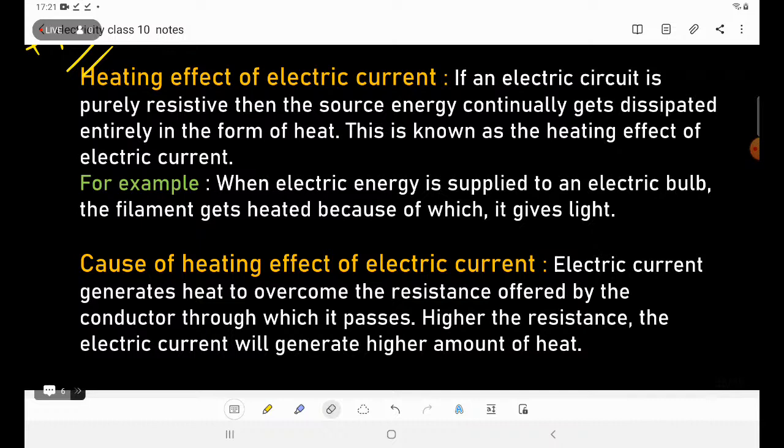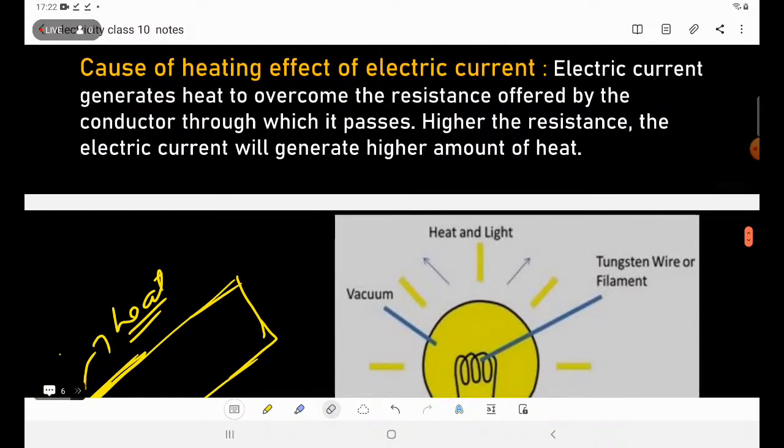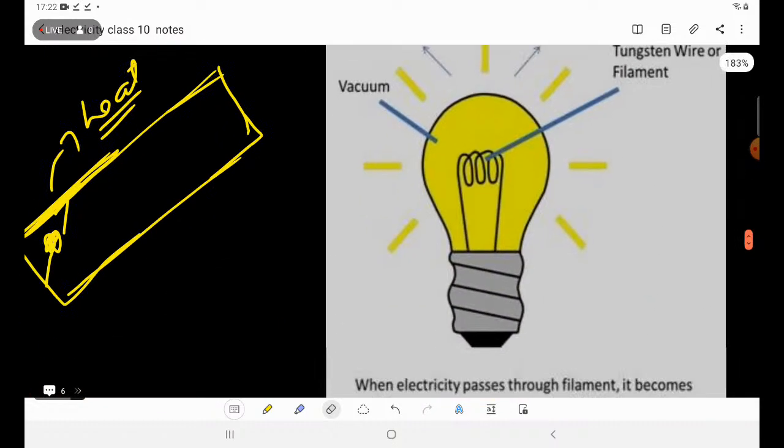So what is the heating effect of current? When an electric circuit is purely resistive, the source of energy continuously gets dissipated entirely in the form of heat. This is known as the heating effect of electric current. Electric current generates heat to overcome the resistance offered by the conductor through which it passes, as I've explained.